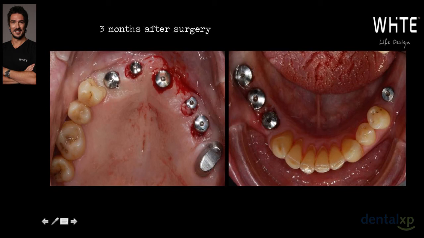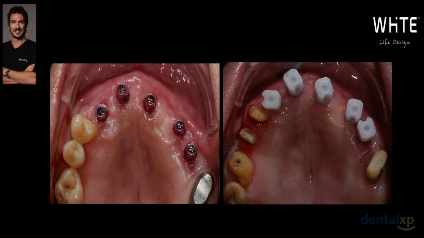We just did tissue punch and placed the healing abutments to allow for soft tissue regeneration around that. And after a few weeks, the patient came in to take the final impression. So on the same day that we're taking the implant impressions, we prepped his natural teeth. You can see the preparation of those natural teeth here.